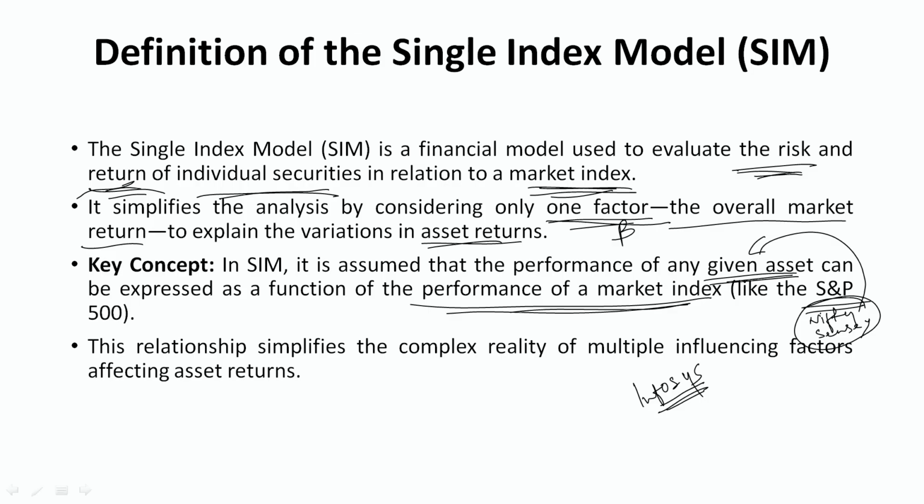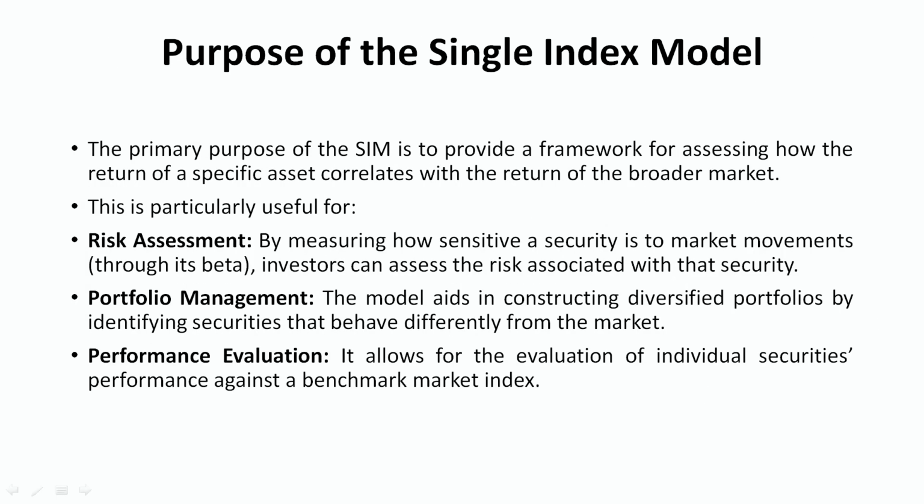The relationship actually brings down the complexity in real-time situations. Why is the complexity reduced? Because I am trying to compare one with one. If you have more than one factor, it becomes more complex. That is why a single index model is considered to be less complex.